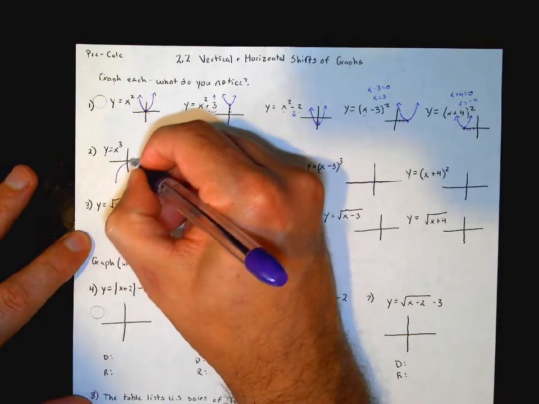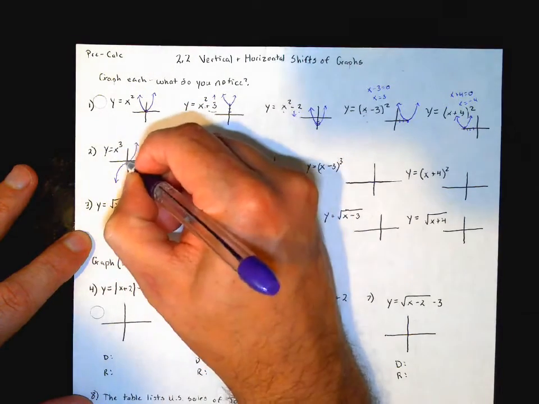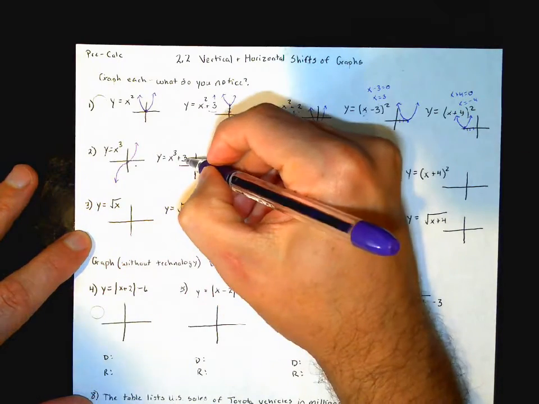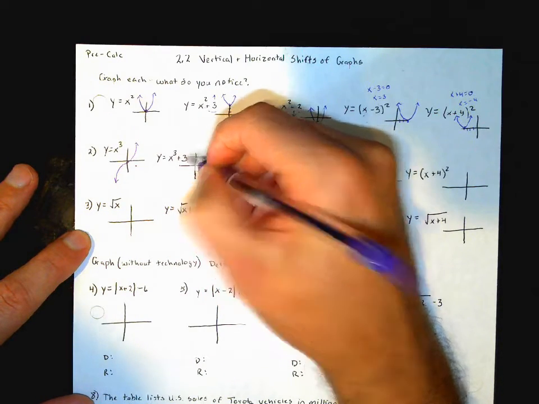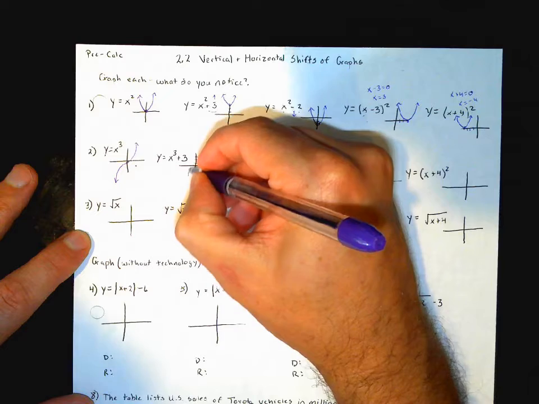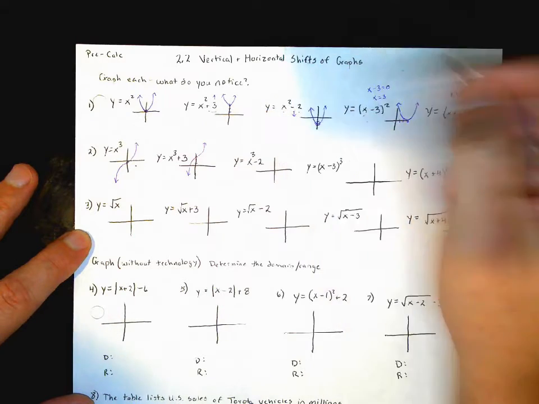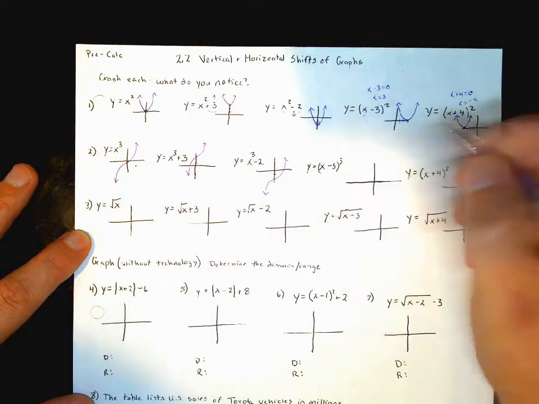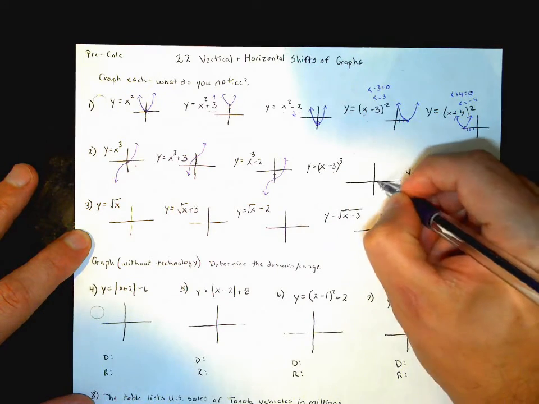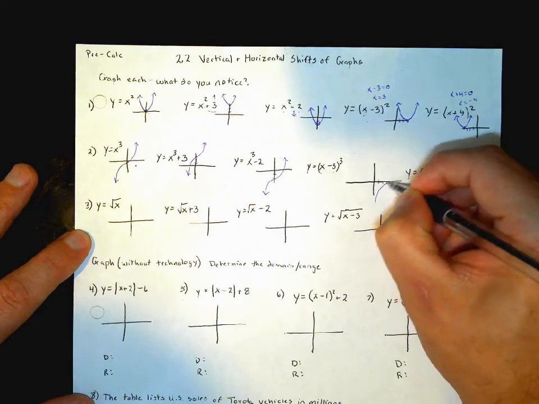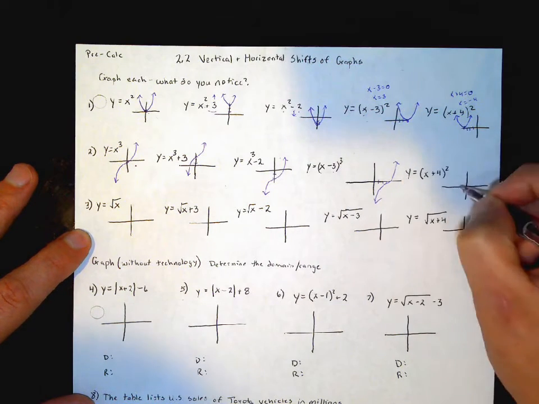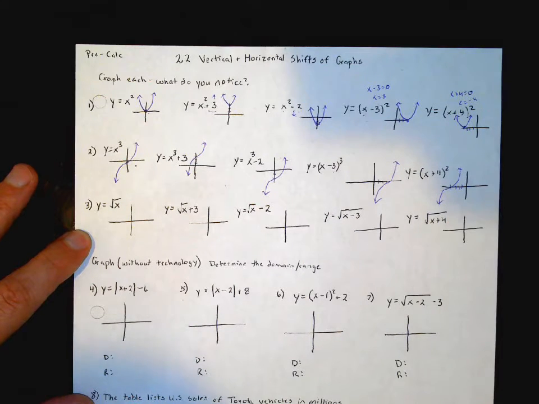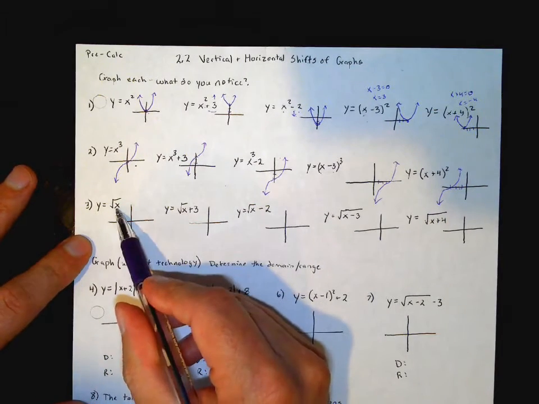X to the third looks like this. Kind of think about this in the middle point there. So that middle point, and all the points actually, are being shifted up 3 and down 2 and right 3 and left 4.